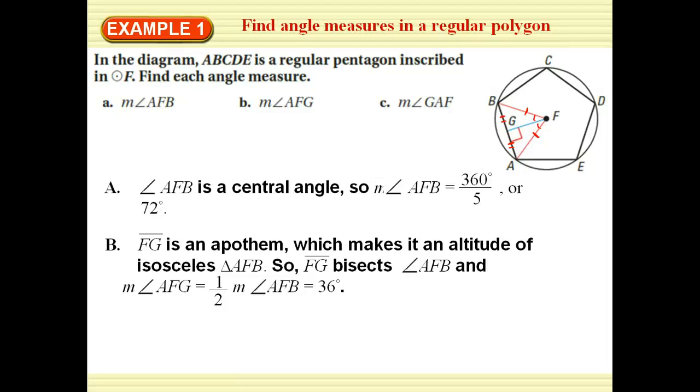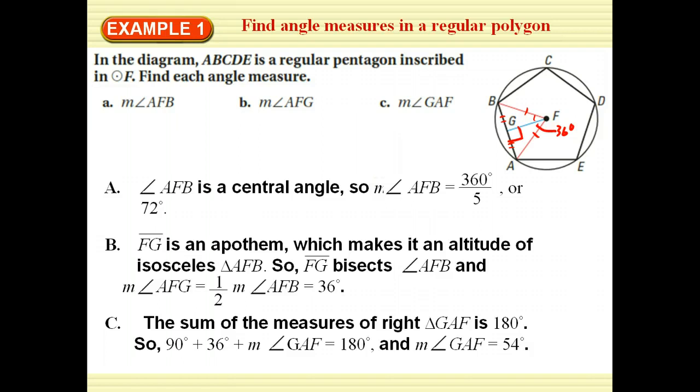In GAF, then, if I know that this angle here is 36 degrees, and I already know this one is 90, then I can use my triangle sum theorem and simply subtract to get that that angle is 54 degrees.